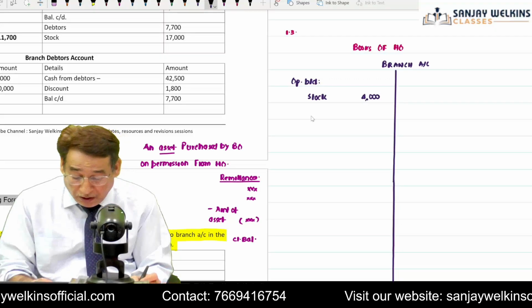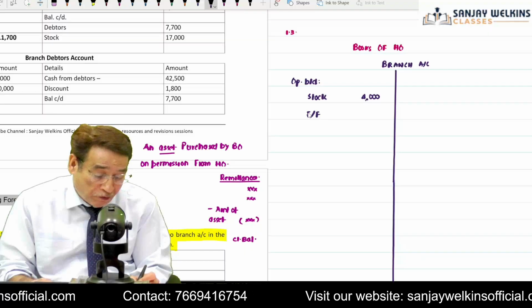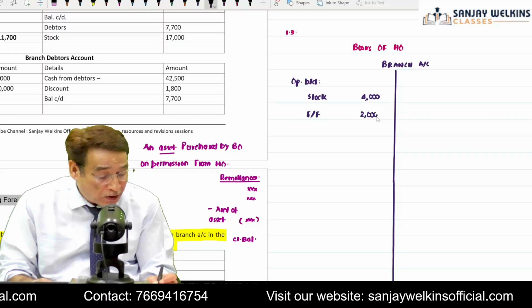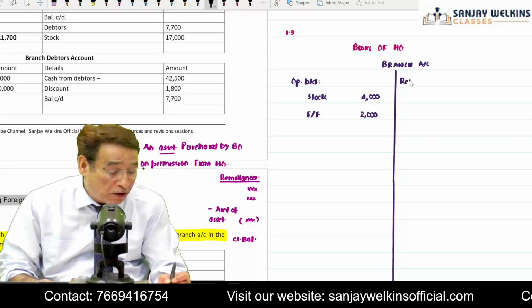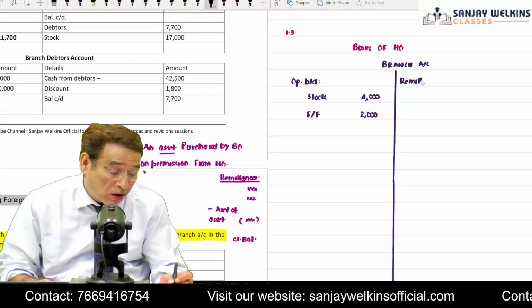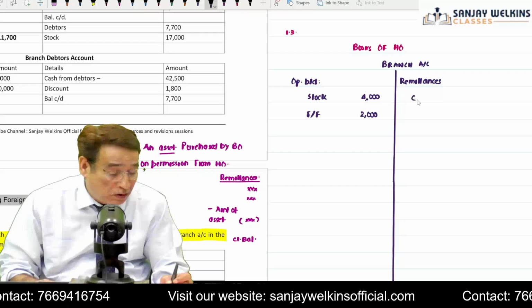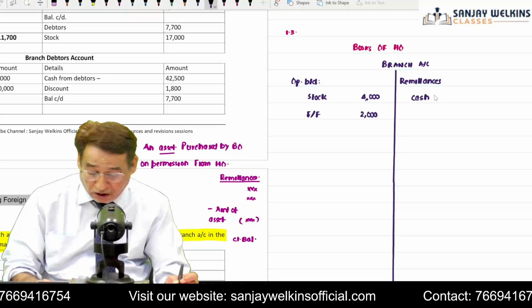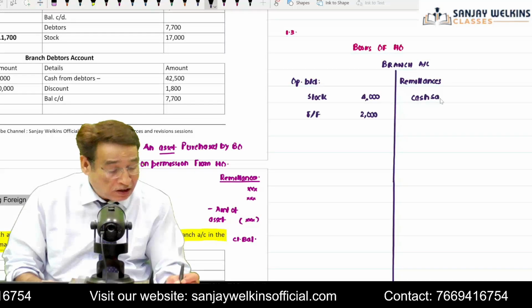Correct? Then we are being given furniture. I am writing in short form this in this manner, F/F. So amount of furniture in the beginning is already there, 2,000. Then we are being given cash sales. So I am going to write it under remittances. So remittances, cash sales. Amount of cash sales which is given to us is 90,000.